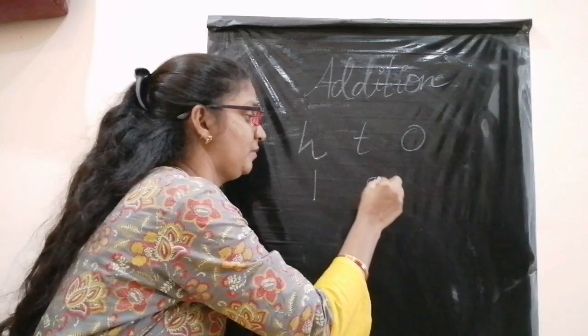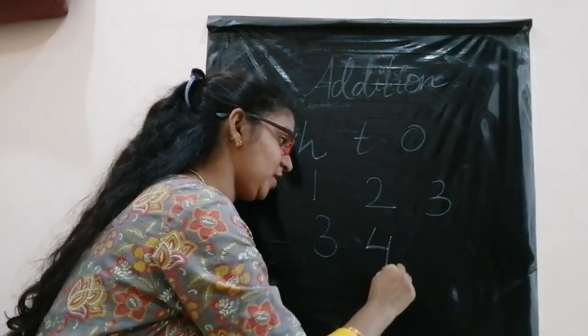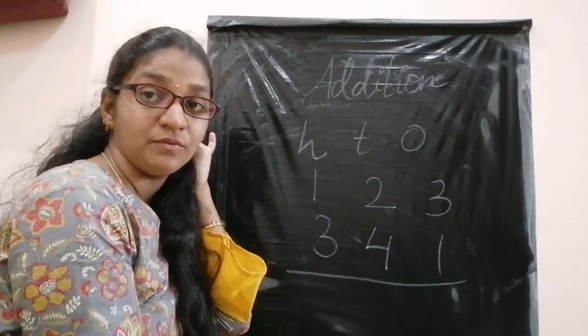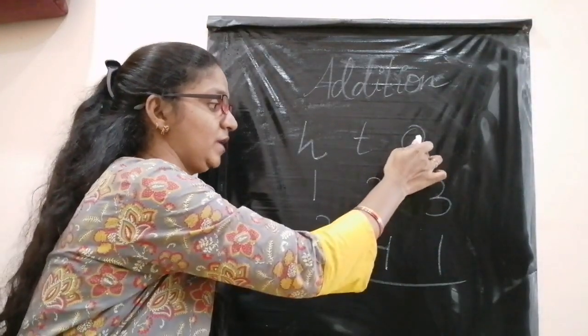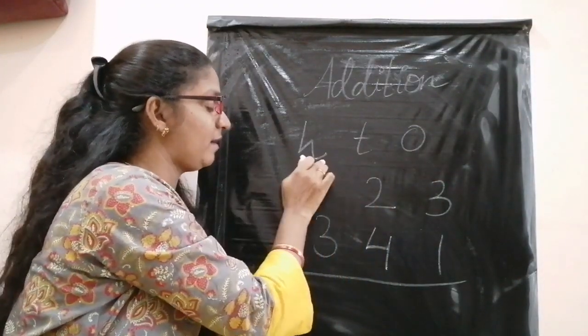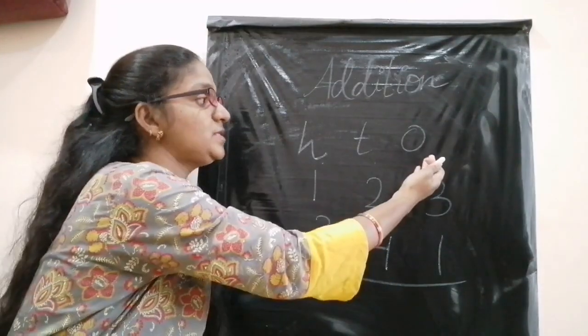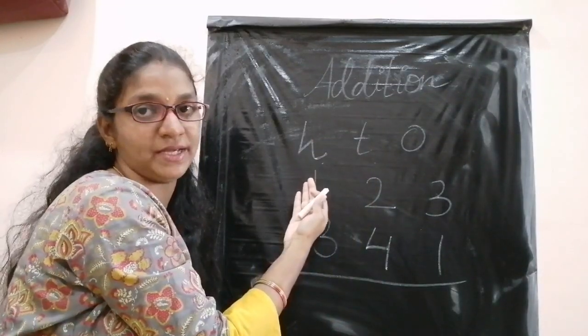Let us take 123 and 341. Okay. While doing addition, we should always start from the ones place. So ones place, tens place and hundreds place. This is the order we have to follow while doing the addition. Ones, next going to the tens place, next to the hundreds place.